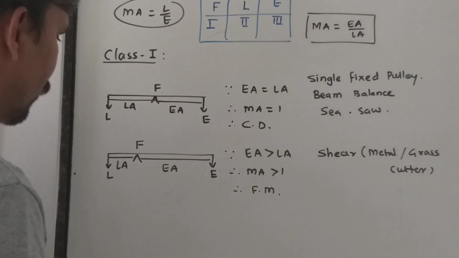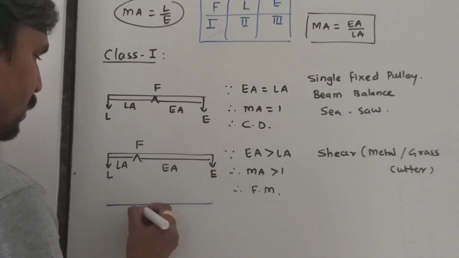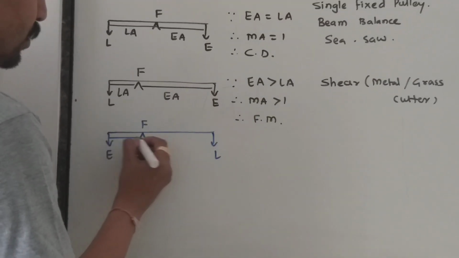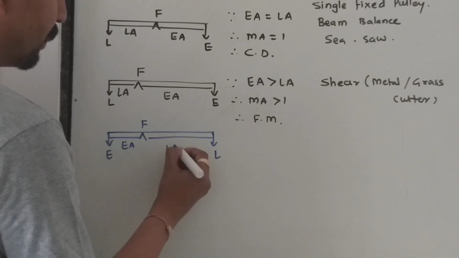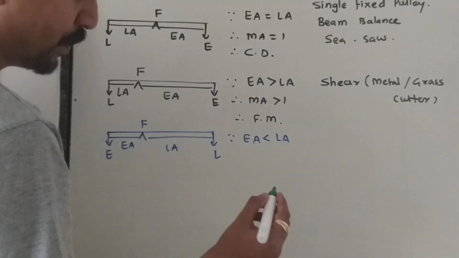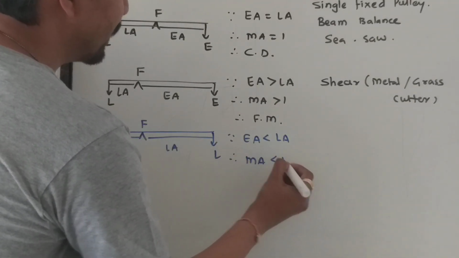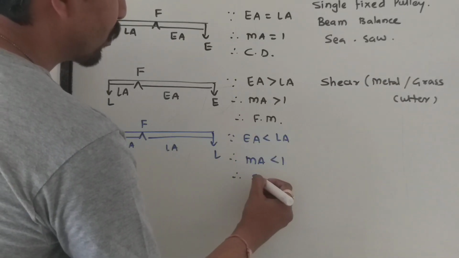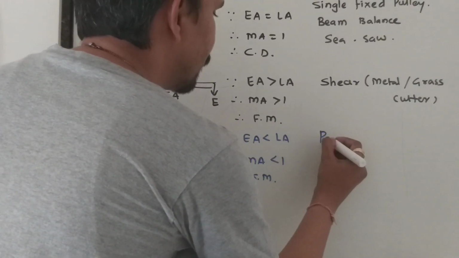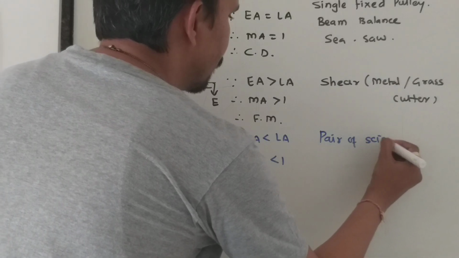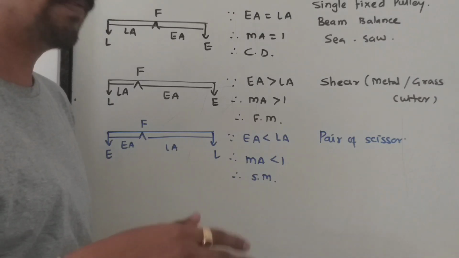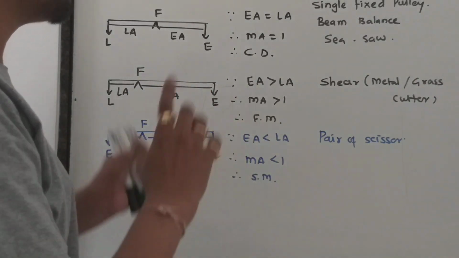Now in class 1 only, you have this kind of structure. Here is your fulcrum, here is your effort and here is your load. So this is your effort arm and this is your load arm, right? So since your effort arm is less than your load arm, your MA is less than 1. That kind of machine is called a speed multiplier. Now what is the example for this? It is a pair of scissors. This pair of scissors is an example of a speed multiplier, a class 1 lever where MA is less than 1. Right? This is about class 1.